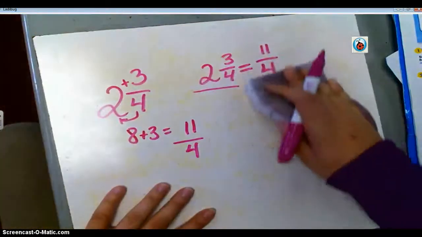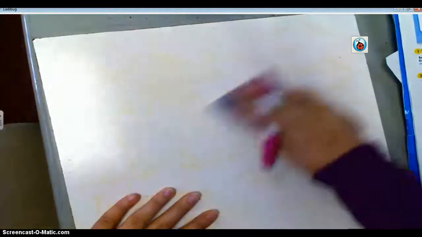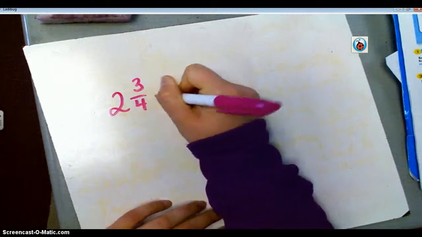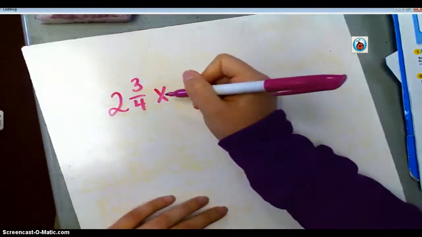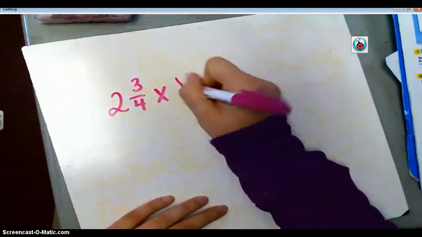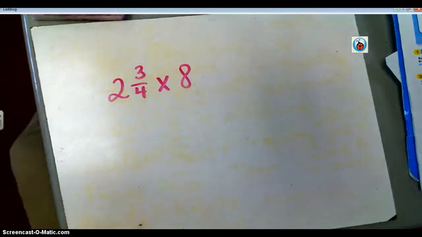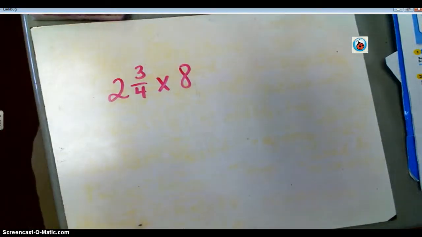Review? Feel pretty confident about doing that? Okay, because you're going to need it. So let's use that 2 and 3/4 and multiply it by a whole number. We know what to do with whole numbers, right? What do we do when we multiply by a whole number?